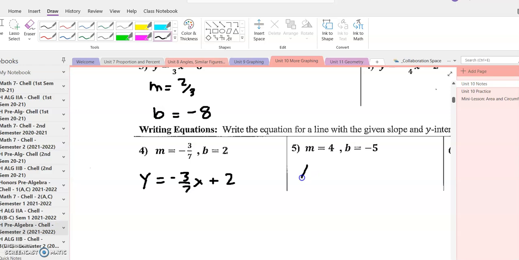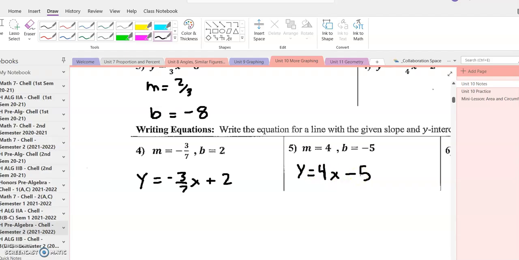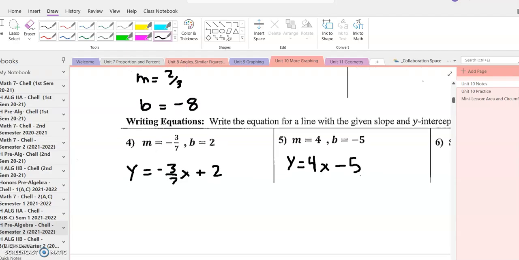And for the next one, again, y equals our m value, so 4x plus b. b is -5 though, so I'm actually going to write it as minus 5. Y equals 4x minus 5. And that is simply writing it as an equation.